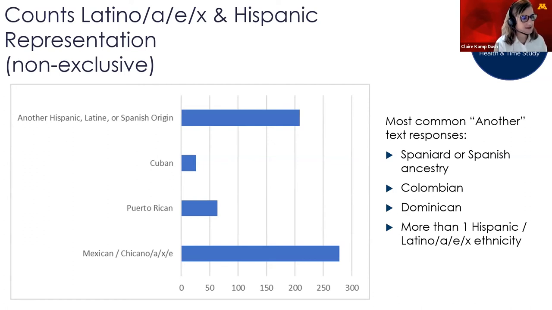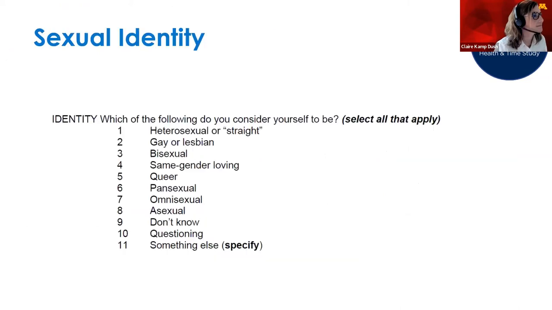You can see here that we had the most people endorse that they were Mexican, Chicano, Chicana, Chicanx, or Chicane. Then we had over 50 people that said they're Puerto Rican, a smaller sample of Cuban, but then we had a lot of people who said that they were another. And like I said, a lot of them were saying more than one: Dominican, Colombian, or Spaniard, or Spanish ancestry.